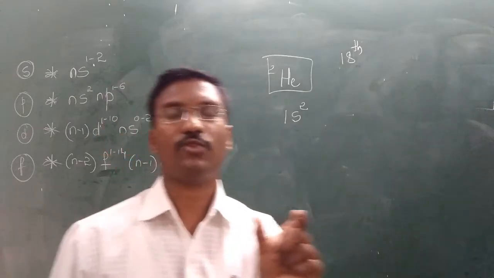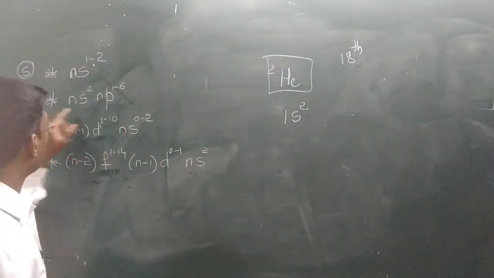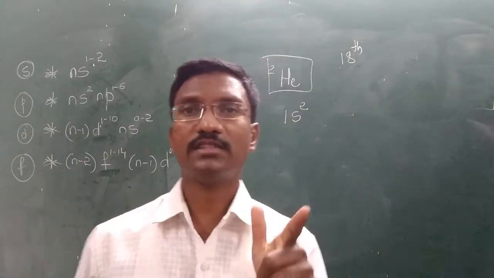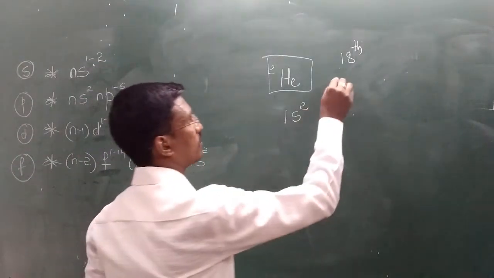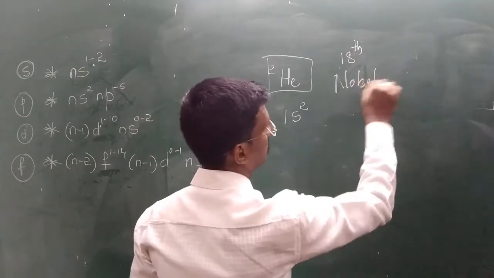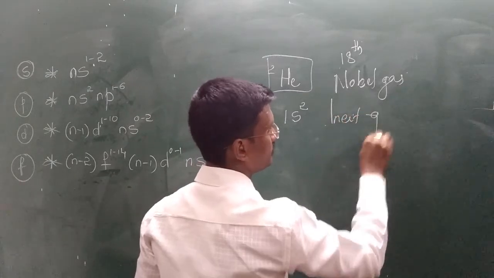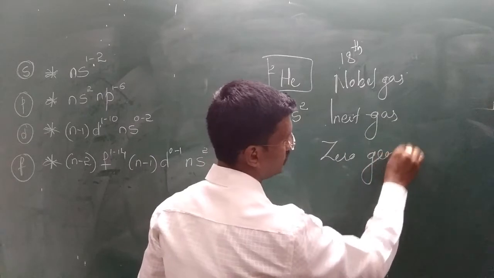Actually I forgot to say one more group, the p block. In the p block, the 16th group is called chalcogens, the 17th group is called halogens, and the 18th group, as you are familiar from 10th class, is called noble gas. It is also called inert gas, and also called zero group element.